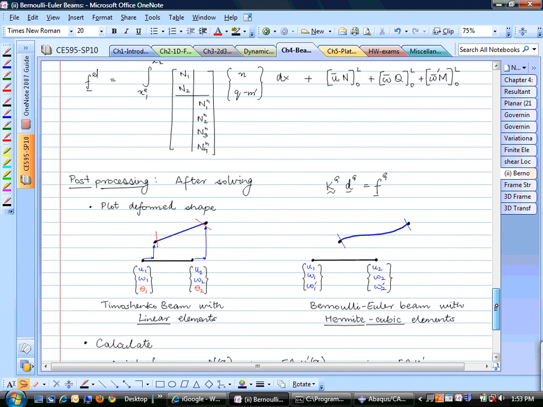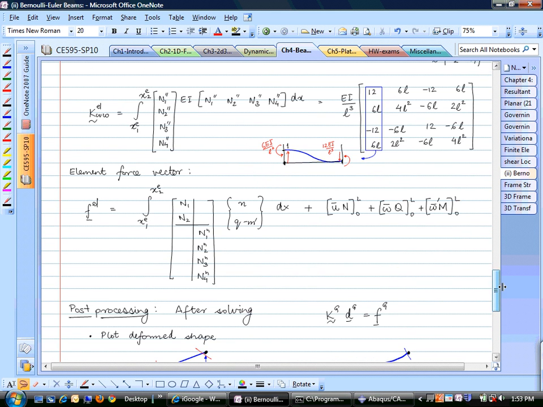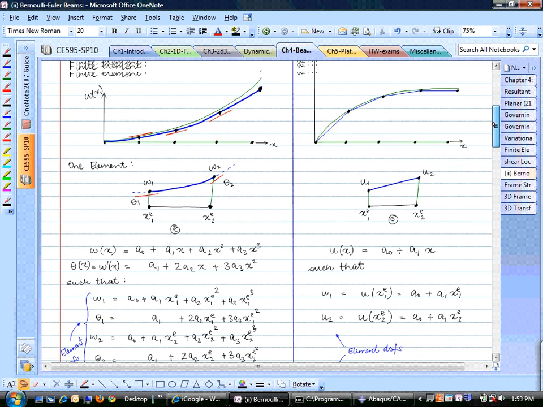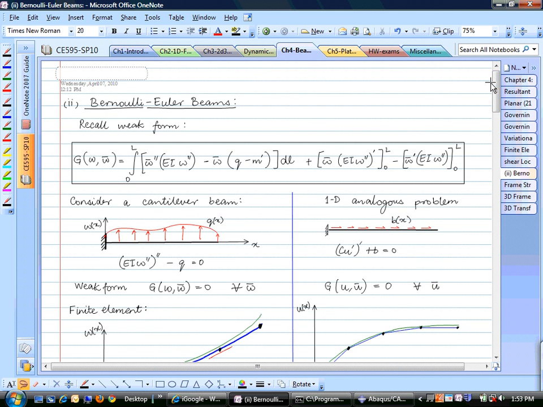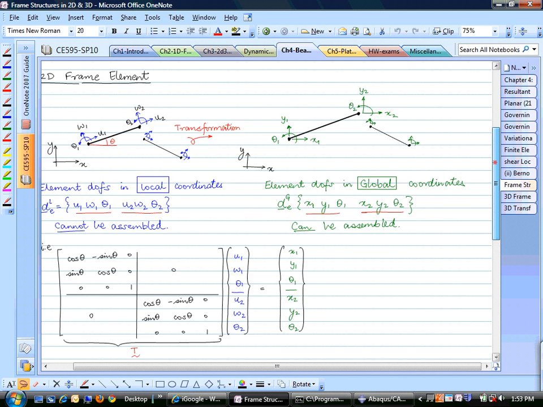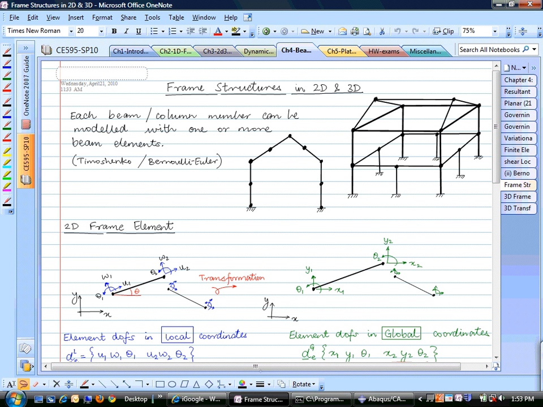So this is basically how we construct finite element approximations for Timoshenko beams and for Bernoulli-Euler beams. And the next topic that we have here is frame structures. So the idea is that now you know how to calculate the response of one beam element. But obviously, in real life, all our structures are made up of beams and elements. And this is an example of a 3D frame structure. This is a 2D frame.